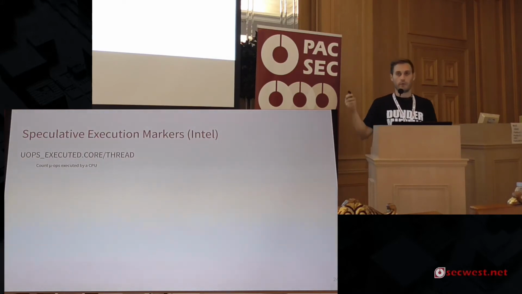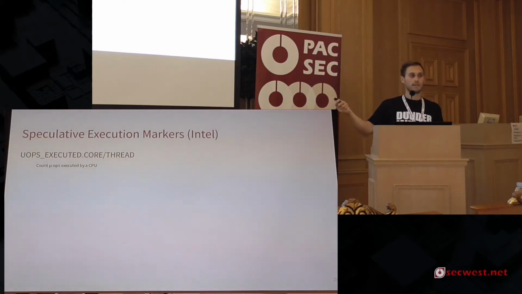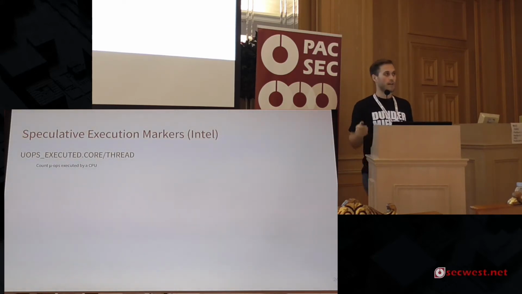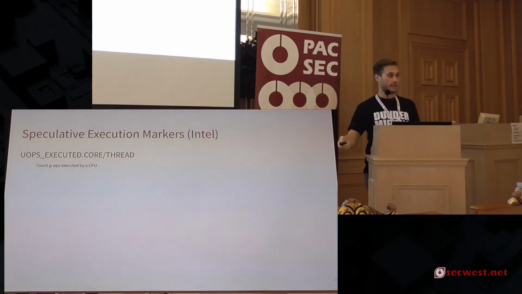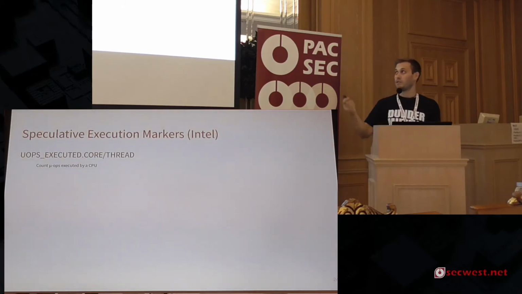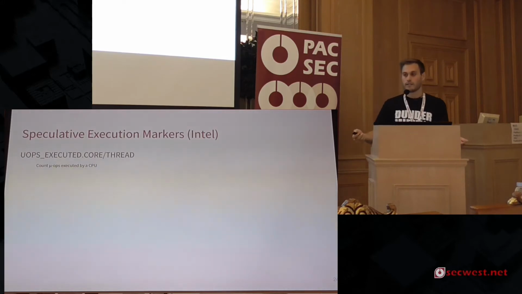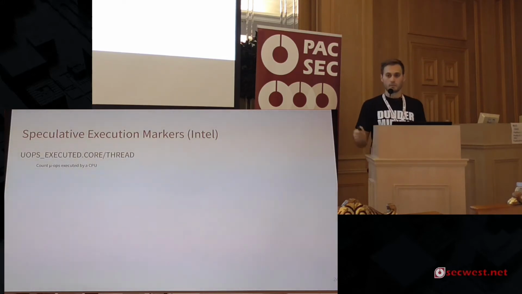Because if we get the operating system to context switch while we are running one of our tests, of course we will see a bump in the number of micro operations that are executed for that specific core, and so we can remove those. Then we found other counters which instead are basically bound to a specific instruction.